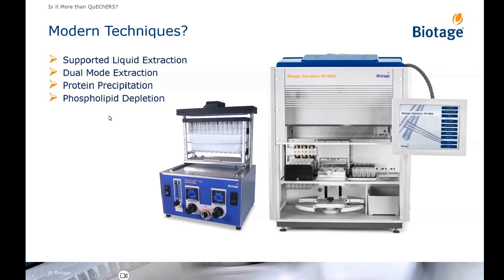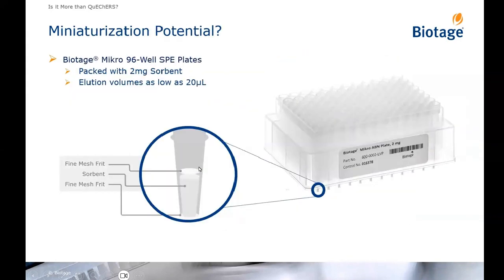So if you want to transition into a more modern technique that might be even simpler and might give you better results, then you have that option as well. And then from there, the final question is: is there miniaturization potential? With dispersive SPE, it would be difficult to miniaturize it beyond what's already being miniaturized. I think people will go as low as about 1 mL for dispersive.